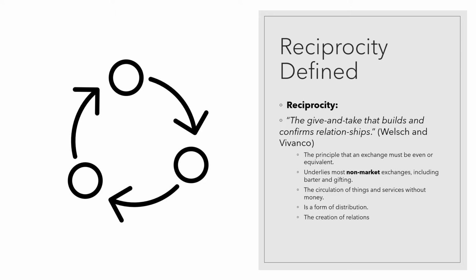The idea itself is simply that exchanges must be even or equivalent in some way. And it underlies most non-market exchanges, including things like barter and gifting. It allows for the circulation of things and services without money being present, and therefore it's a form of distribution. But the most important thing I want you to remember throughout this presentation, throughout the chapter, is that reciprocity is actually about relations.